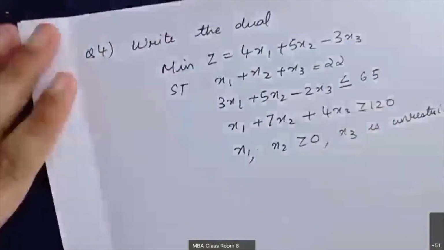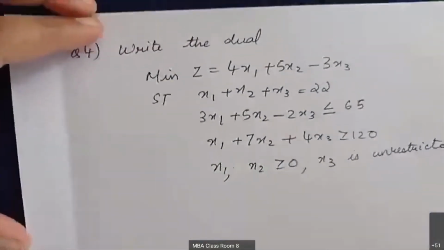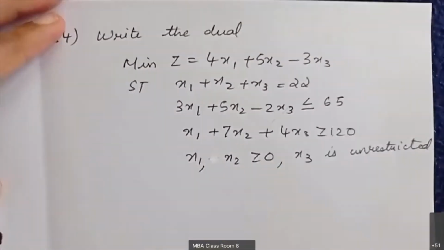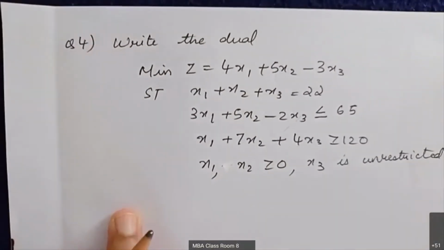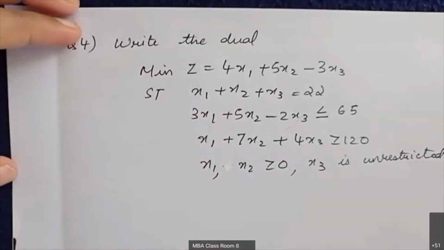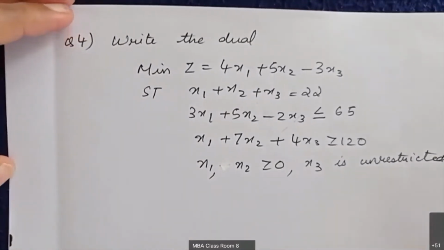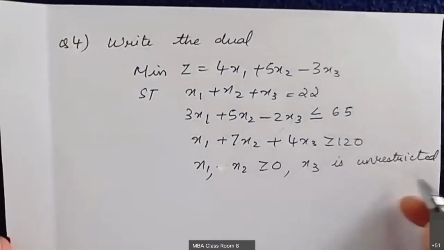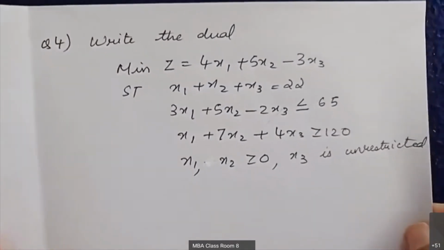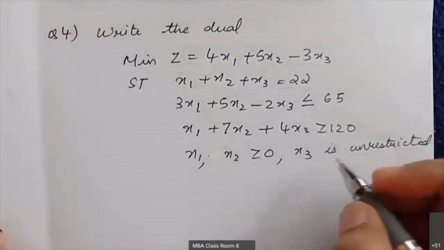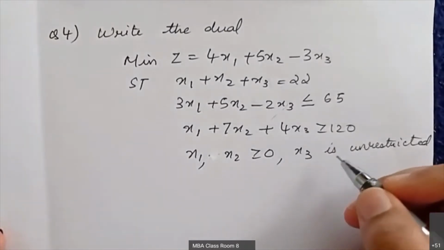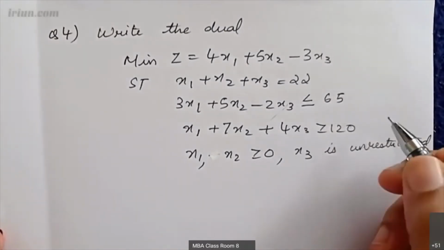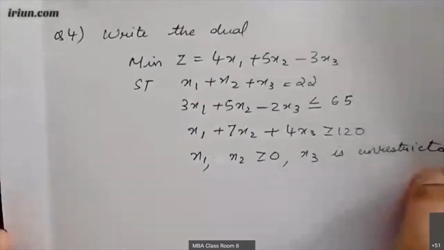This is a little more complicated, so you will have to answer me when I ask for the answers. Initially, what happens over here? Just check. They are telling x3 is unrestricted. So immediately, what you will do? You have to replace x3 with x3 dash minus x3 double dash.